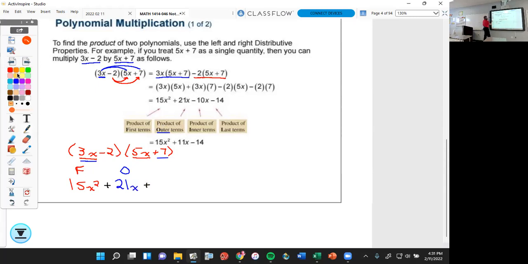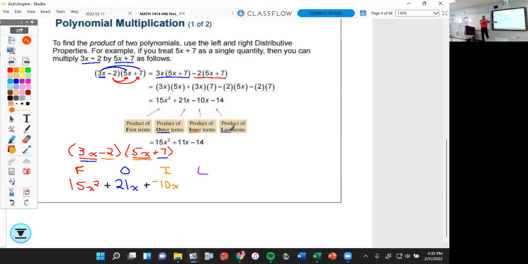Plus. I'm now going to do I for inner. What are the terms on the inside? The inside of this polynomial would be a -2 and a 5x. -2 times 5x is -10x. And then L for last, FOIL, F-O-I-L, last times last.